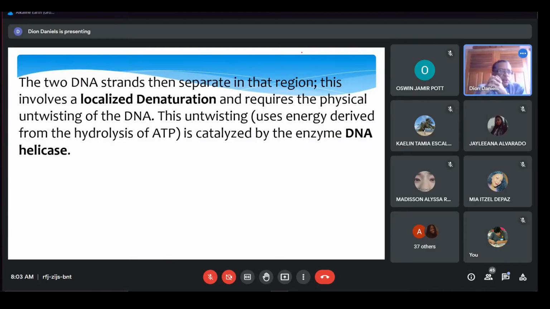In DNA replication is the localized denaturation of that DNA molecule, meaning that at the origin of replication, that double-stranded DNA molecule will have to untwist. So it will have to become single-stranded. And so what helps in the localized denaturation of that DNA molecule is that enzyme called DNA helicase. So DNA helicase helps to break those hydrogen bonds and cause the DNA to be denatured right at the origin of replication. Okay?